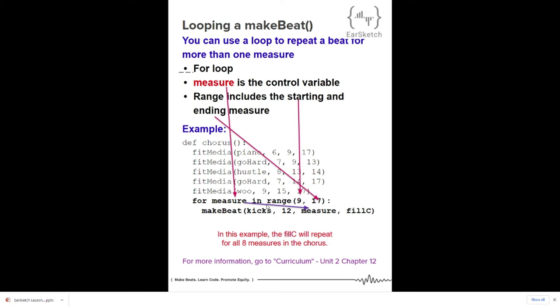I'm using another variable, kicks, and I'm starting on track 12, and then measure is this variable that I'm using in my for loop. Every time I go through the loop, the measure increases by one. So it's going to start at 9, and then 10, and then 11, and then 12, and so forth. So you just use this structure, and you can make the range whatever you like for which measures you want it to go. If a loop is confusing to you, then don't think you have to use it, but some of you will like it.